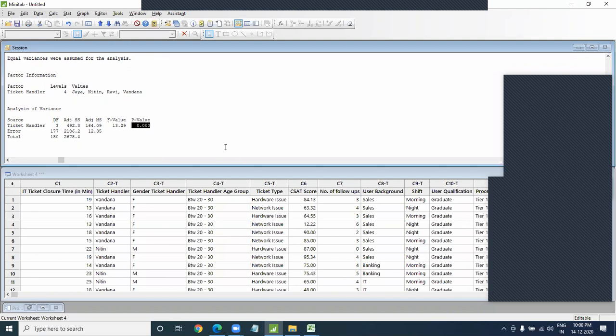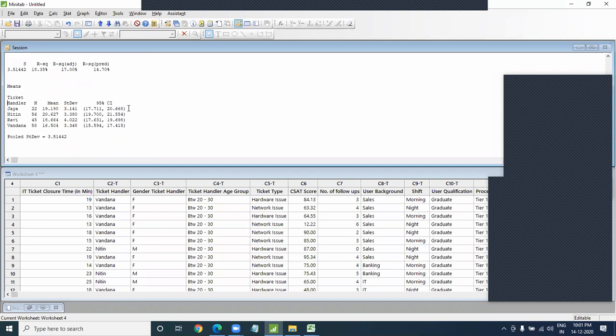Yes, it's alternate. The p-value is 0.00. It's alternate, less than 0.05. That's a validated root cause. Yes, we have a ticket handler, which is a significantly impacting factor. Now let's deep dive and understand which one. We have four different people: Jaya, Nitin, Ravi, and Vandana. We know there is sufficient statistical evidence which confirms that the performance levels are significantly different. Let's see who's good and who's bad.